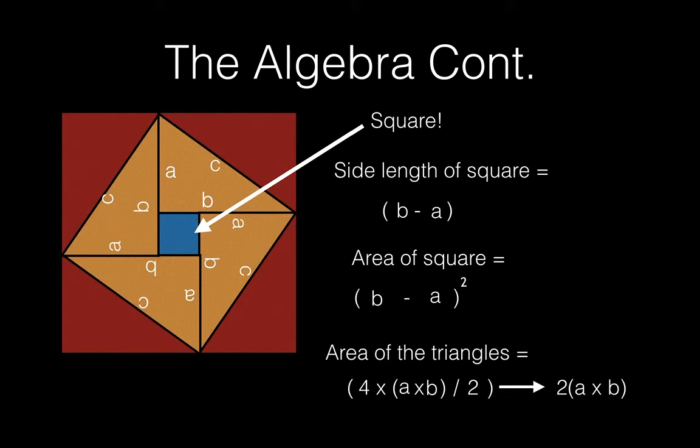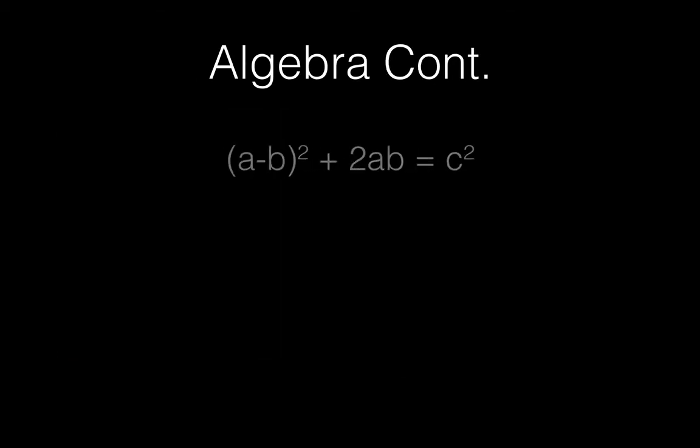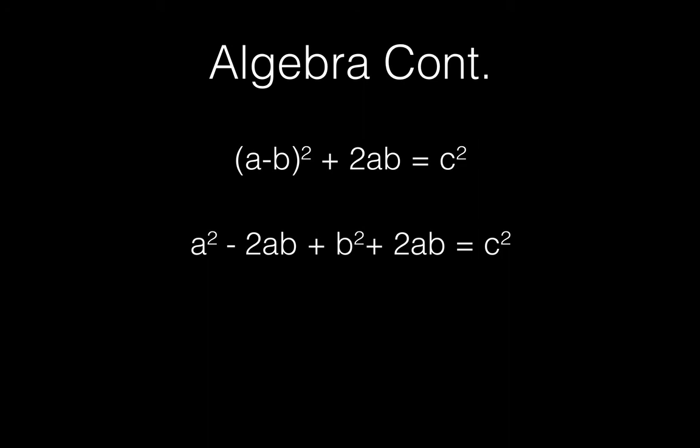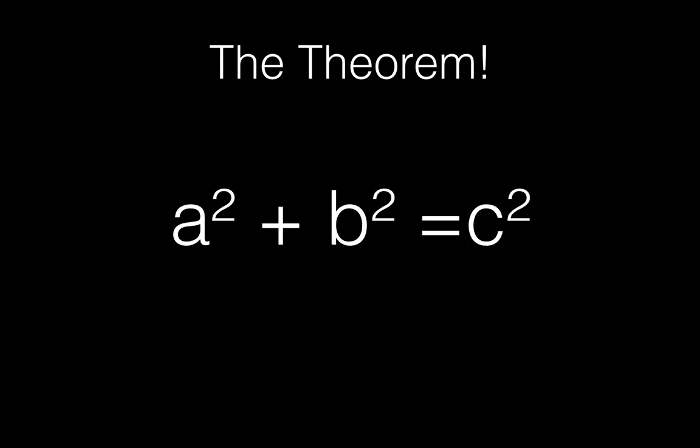Okay, now we know that if we combine 2 times a times b with b minus a squared, it's all going to equal c squared. So we have this. This can then be simplified out by just squaring a minus b and multiplying a minus b times a minus b, which gives us a squared minus 2ab plus b squared plus 2ab. The minus 2ab and the positive 2ab then cancel each other out, and we're left with a squared plus b squared equals c squared. This may look pretty familiar because it is, in fact, the Pythagorean theorem.